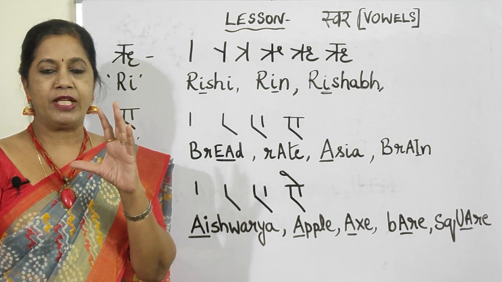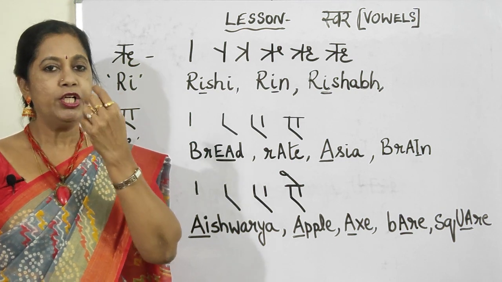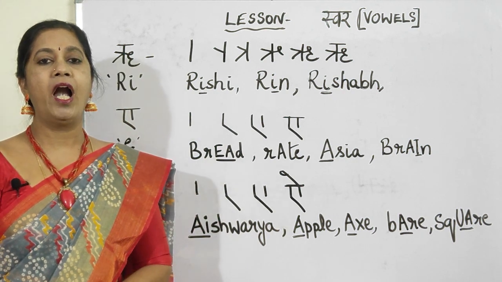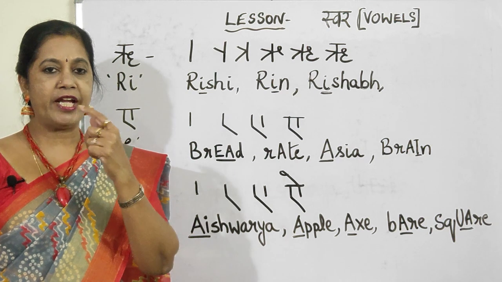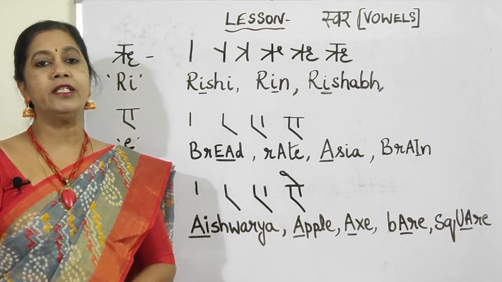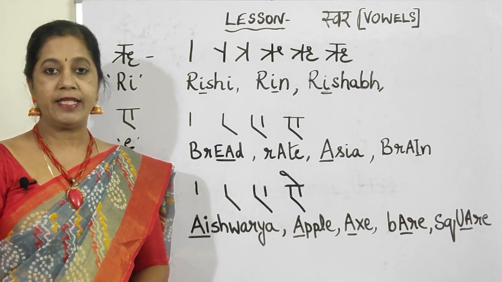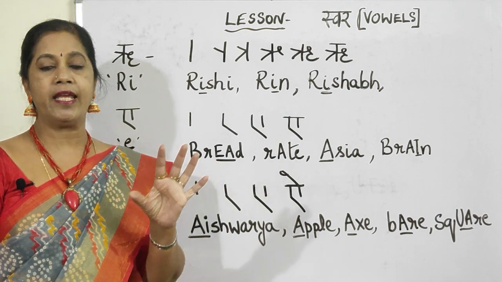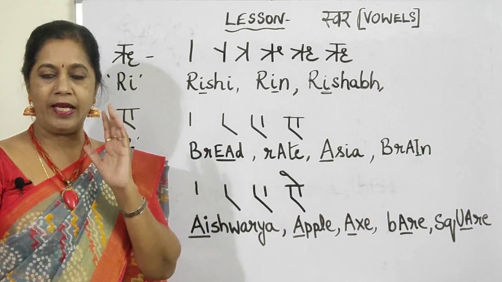You keep your mouth that way. You take the tip of the tongue, fold it a little and touch the top palate. Okay, that way. You try to touch the tip of your tongue on the top palate of your mouth. Okay, that way it should come. That is Ri, Ri. I hope you have understood it well.